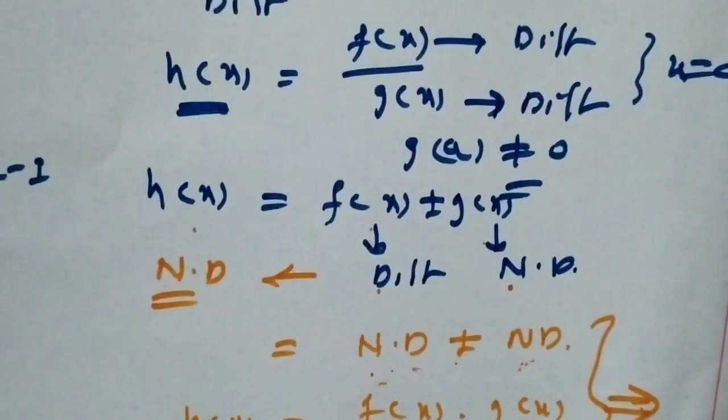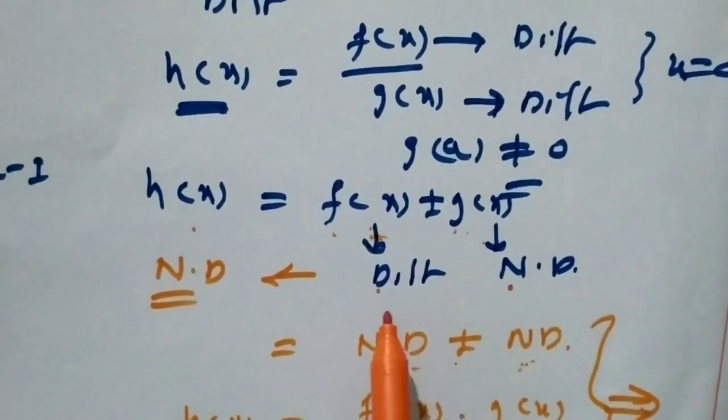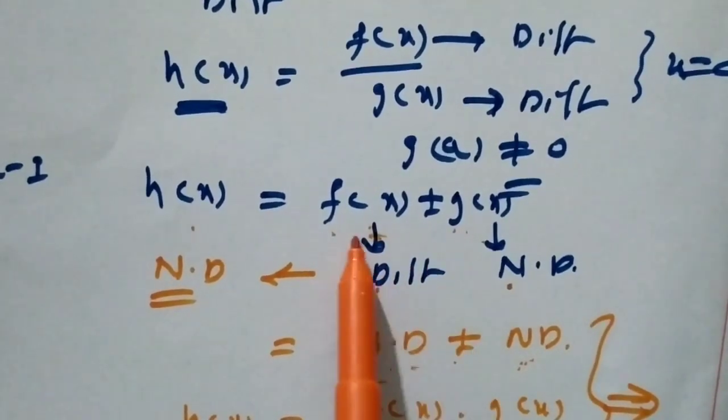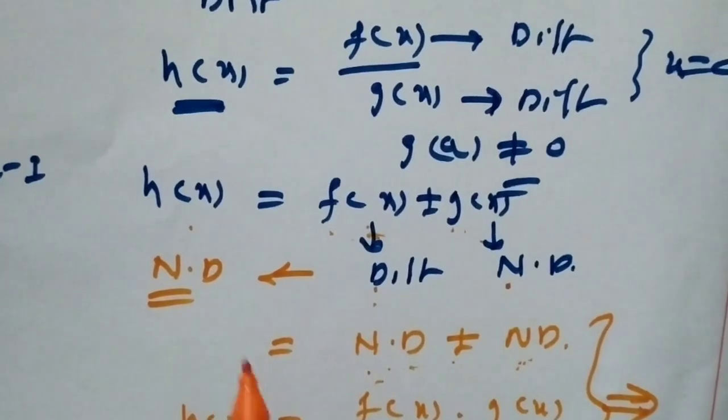But what can you declare? F of x plus g of x, or f of x minus g of x, can be determined directly. Okay.